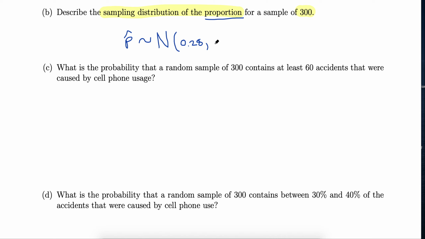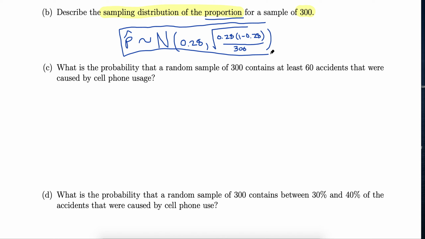And then the standard error, how much do I expect these p-hats to vary from sample to sample, was the square root of P times 1 minus P over N. So this is the only way this problem is changing here. Now I have a sample of 300. Again, all of that's under one square root, and this by itself is a complete answer to the question. I've stated my statistic, and I've stated what it looks like. I'm talking about p-hats, and I've given the shape, the center, and the spread.